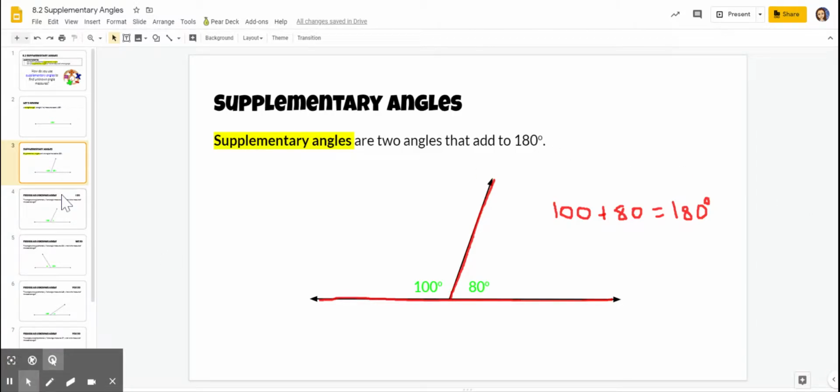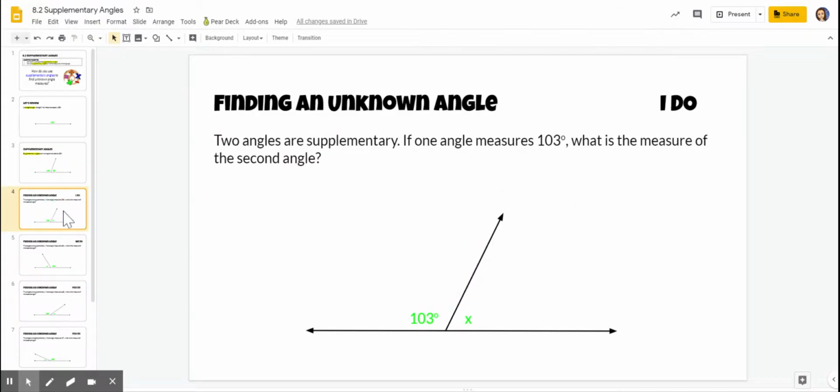Okay, so let's take a look at a couple of different examples where we would have to find some missing angles. This example says two angles are supplementary, so right away we know that they're going to add up to 180. If one angle measures 103 degrees, what is the measure of the second angle? You can see I've labeled this angle 103 degrees, and we talked yesterday about how if we don't know a quantity or a measurement, we can always use the variable x and then use that to help us figure out what that value really is.